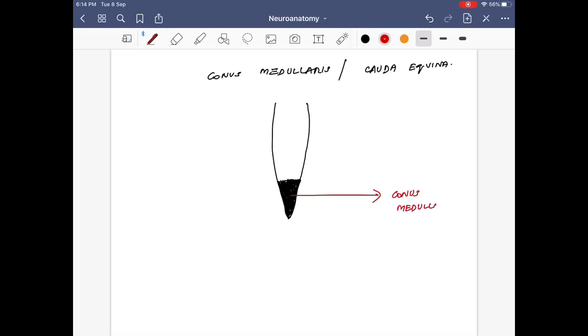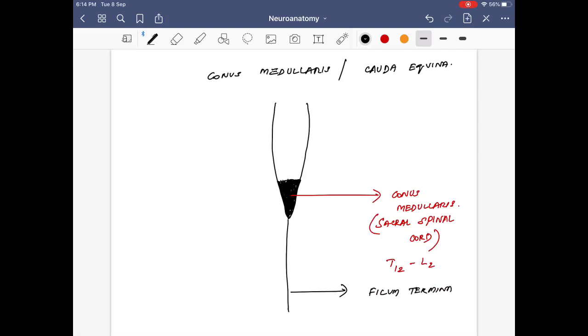So this conus medullaris has the sacral spinal cord, and it lies corresponding to the T12 to L2 vertebral level. This is the first and foremost thing that is very important. Next, I am going to draw the filum terminale, which suspends the spinal cord and connects it to the dura. Now I am going to draw the various nerve roots. I am drawing the nerve roots in yellow, as you can see here.